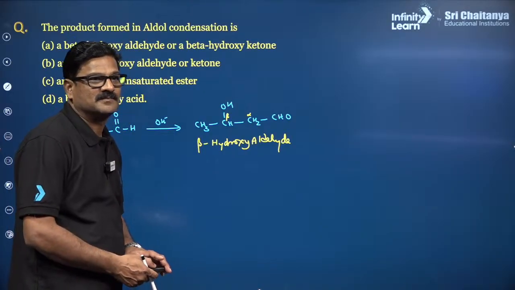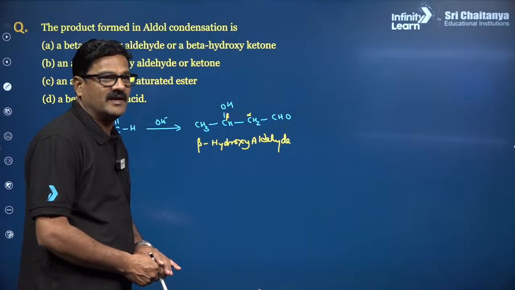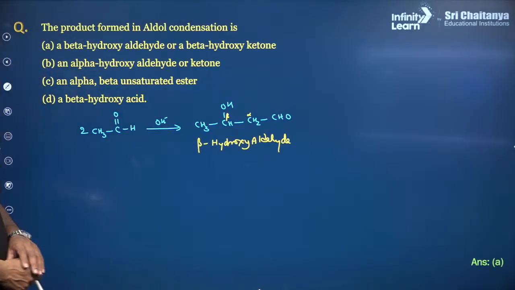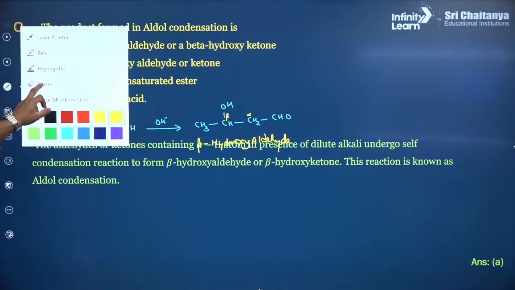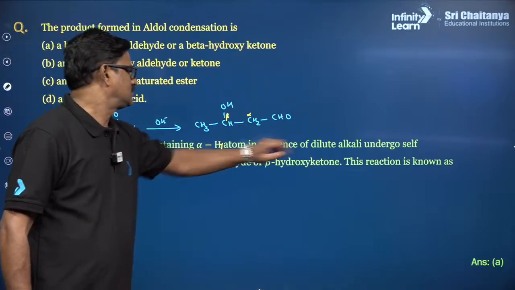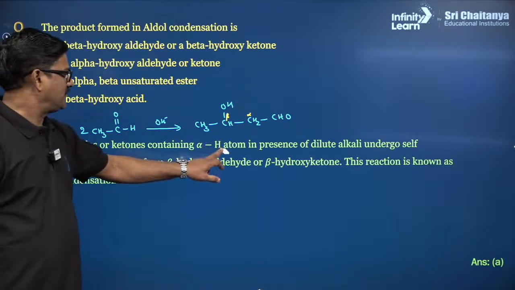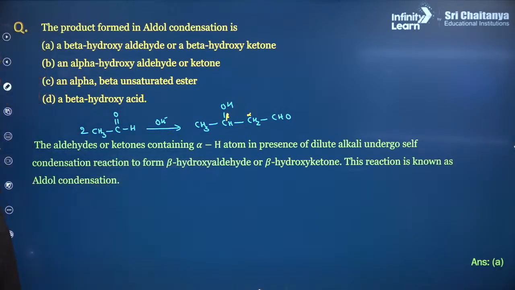Exactly. Thank you, Adnan. Thank you, Adnan Muhammad. Okay, the answer is going to be A. So, aldehydes and ketones containing alpha hydrogen atom in the presence of dilute alkali undergo self-condensation reaction to form beta hydroxyaldehyde or beta hydroxyketone. This reaction is known as aldol condensation.